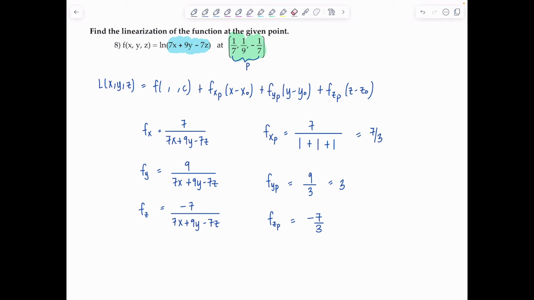You know, I should have called it x naught, y naught, z naught. Whatever. Every book calls it something different. So f of 1/7, 1/9, negative 1/7 would be ln of 1 plus 1 plus 1. So ln of 3.